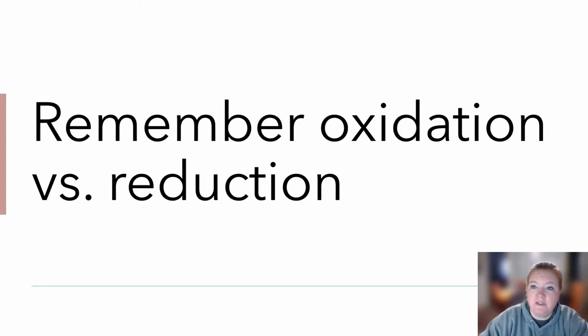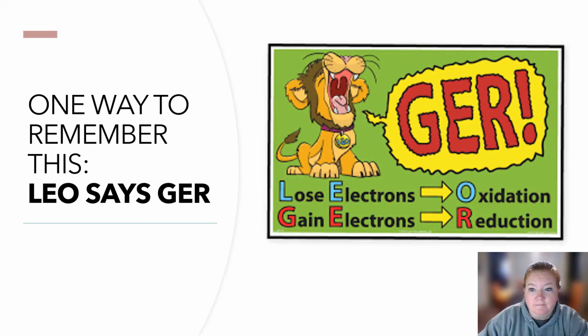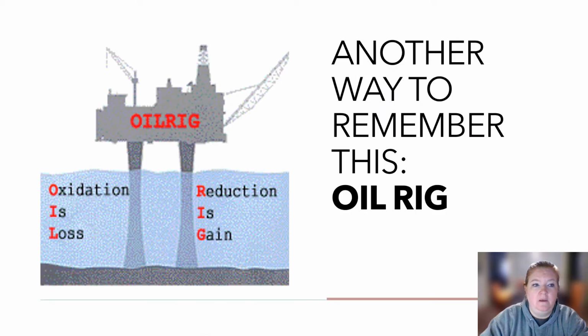Remember oxidation versus reduction. One way to remember this is with this saying, Leo says Ger: lose electrons oxidation, gain electrons reduction. Another way, if this is the way you prefer, is OIL RIG. Oxidation is loss, reduction is gain. Okay, so I prefer the Leo says Ger method, but if you like OIL RIG better, use that one.